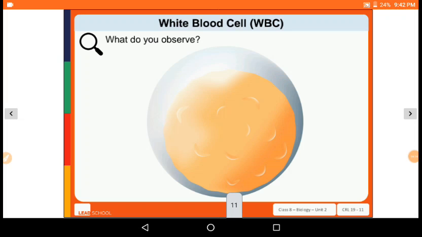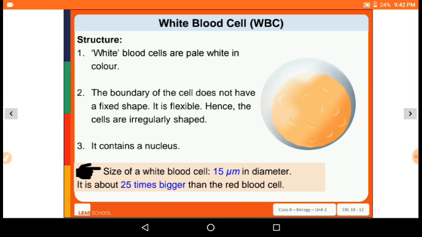So this figure is a white blood cell. We can say that WBC, W means white, B means blood and C means cell. Here white blood cells are pale in color. The boundary of the cell does not have a fixed shape. It is flexible, hence the cells are of irregular shape.